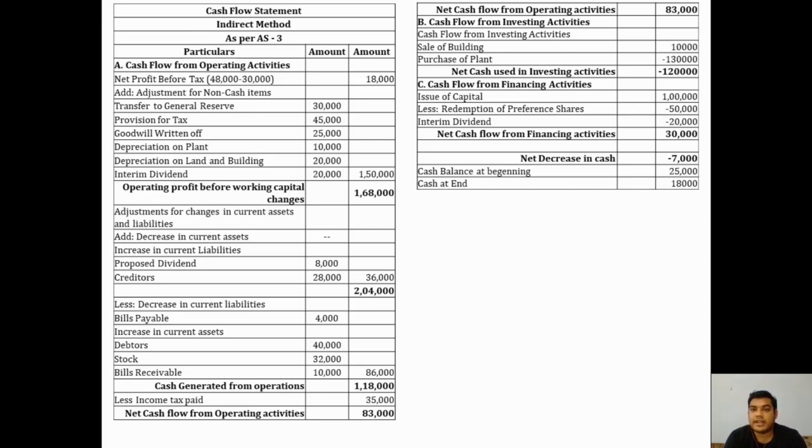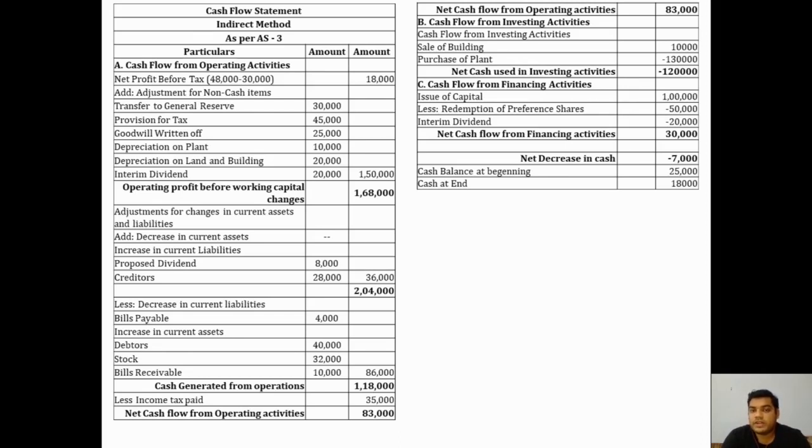Now the second activity, that is the B activity, cash flow from investing activities. Here there were only two adjustments. One is the sale of building for 10,000 and there is a purchase of plant of 1,30,000. Both these values have been derived from the working notes. You can check the working notes for these values.